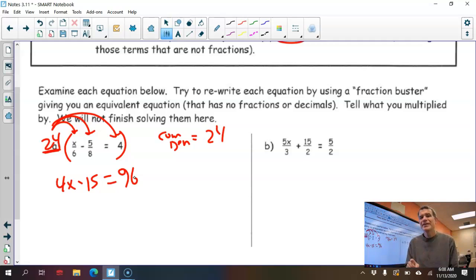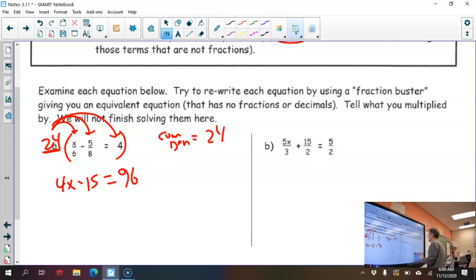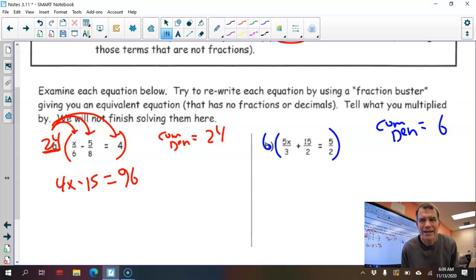The skill we're working on here is just, let's clear the fractions and make sure you know how to do that. In the second example, the common denominator. I hope you all know what this one is. That's a pretty easy one. What do 2 and 3 both go into? How about 6? So I'm going to multiply everything by 6. Remember, the quick way. Divide by the bottom, then multiply by the top. It works every time and it's quick.